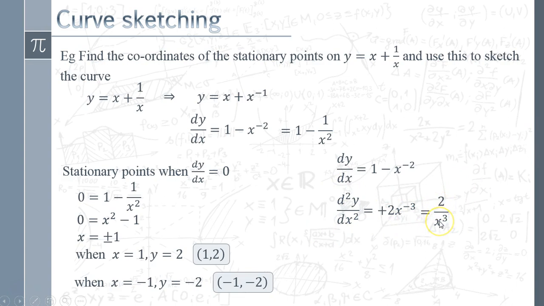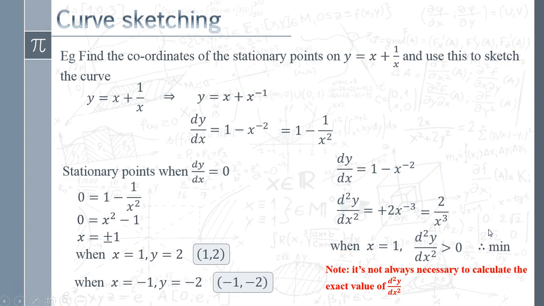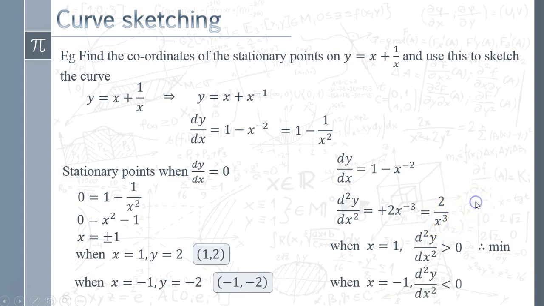So let's put 1 into here. When x is 1, d squared y over dx squared is clearly positive. Yes, it's got a value of 2, but we don't actually have to state the numerical value as long as it's clear that we're making the statement that it's greater than 0, therefore it's a minimum. And when x equals minus 1, we can clearly see that this thing here will be minus 2. So d squared y over dx squared will be negative, which means we've got a maximum point.